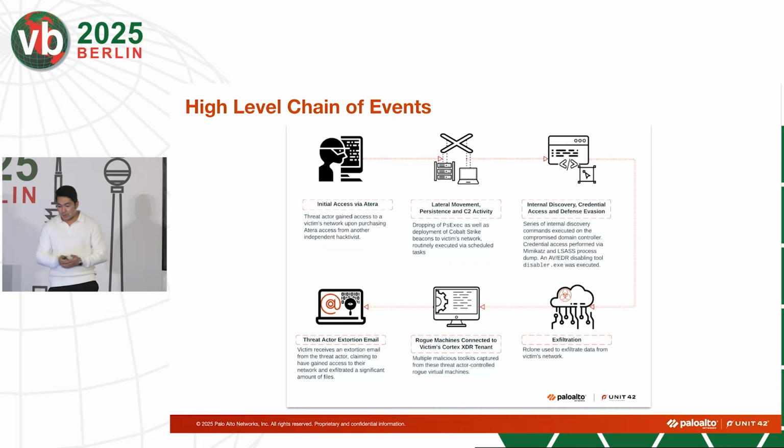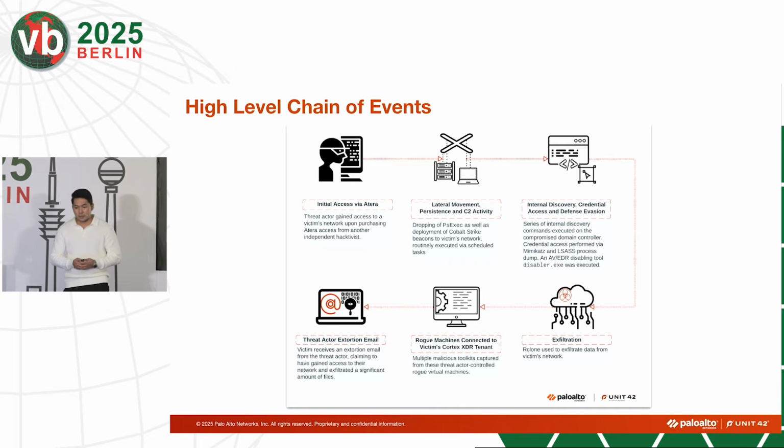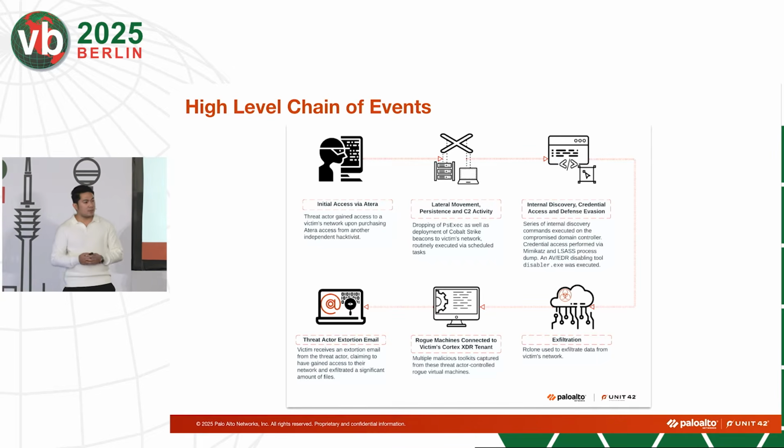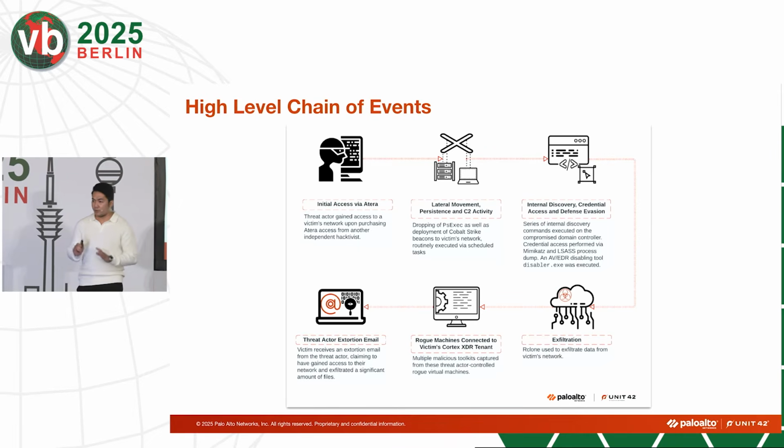So now this is the high-level chain of events. Again, they started with Atera as their initial access. They dropped PsExec in multiple systems just to jump from one place to another. And they also performed a lot of discovery commands, reconnaissance, a lot of LOLBins, and they also performed exfiltration.